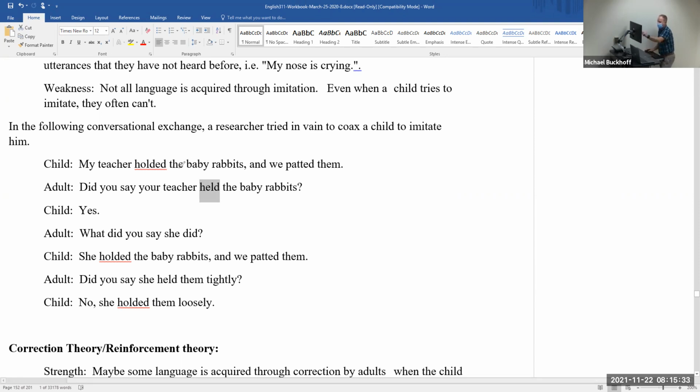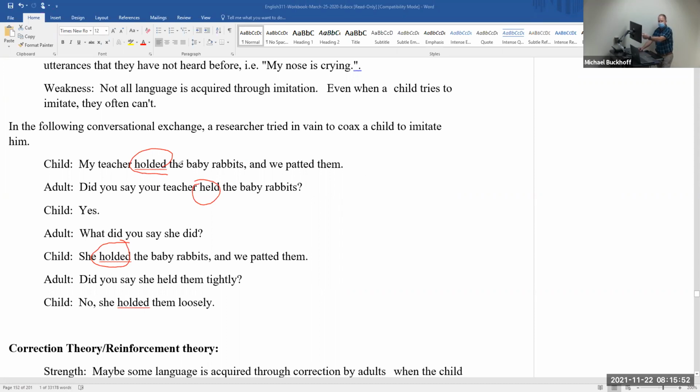So you kind of see what's going on here. You got this word, right? So what did you say she did? She holded the baby rabbits and we patted them. So you see the logic there? The child is saying patted and adding a syllable with patted, right?